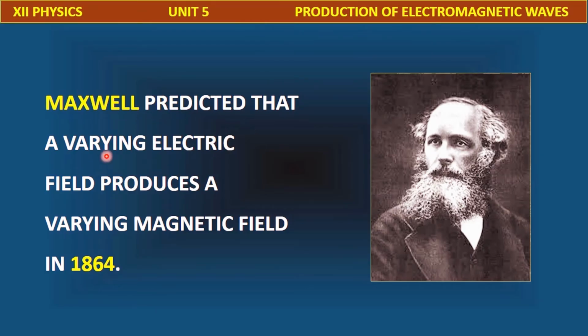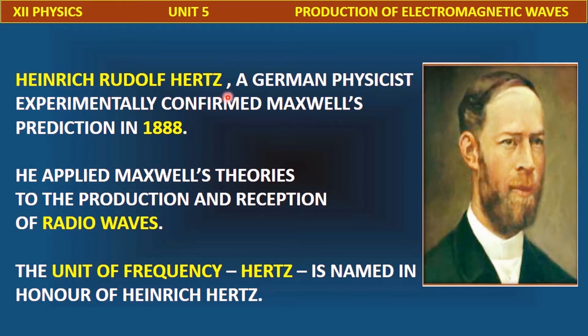Maxwell predicted in 1864 that a varying electric field produces a varying magnetic field. Heinrich Rudolf Hertz, a German physicist, experimentally confirmed Maxwell's prediction in 1888. He applied Maxwell's theories to the production and reception of radio waves. Maxwell proposed the theoretical idea of electromagnetic waves, but it was Heinrich Hertz who experimentally verified what Maxwell predicted. In fact, the unit of frequency, Hertz, is named in honor of Heinrich Hertz.